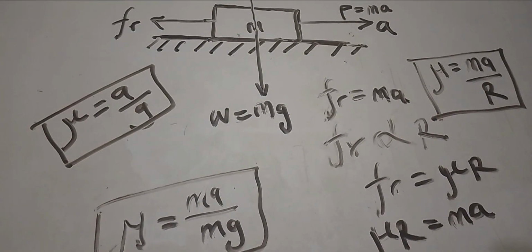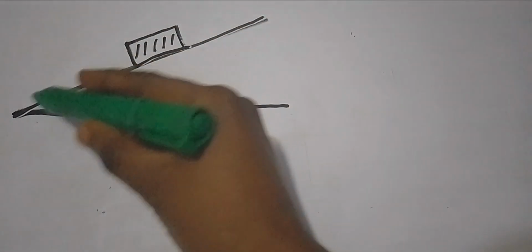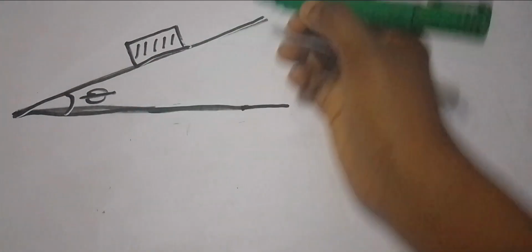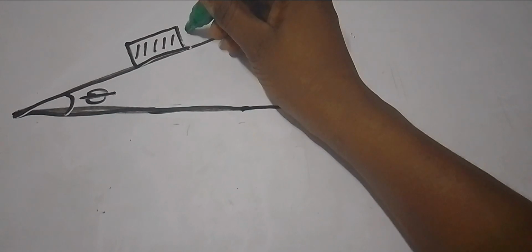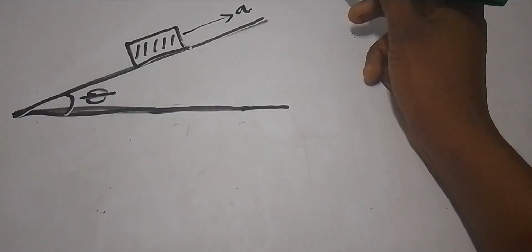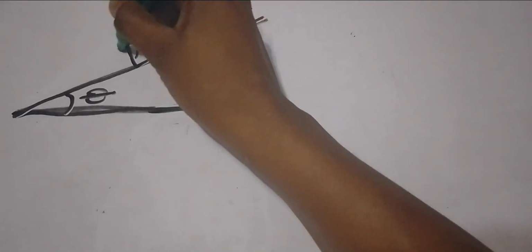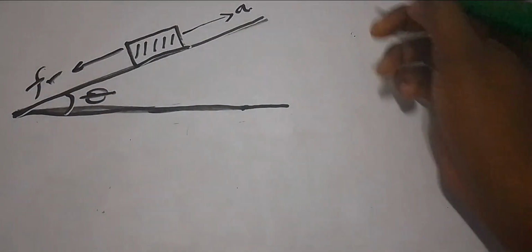So let's look at an inclined surface now. Let us consider a body on a surface inclined at an angle theta, which is the angle of inclination. If we look at this body, let's assume that this body is accelerating upward. So let's say this is the direction of acceleration. If this body is accelerating upward, then automatically we know that the frictional force is going to act in the opposite direction. So let's say we have the frictional force acting in this opposite direction.